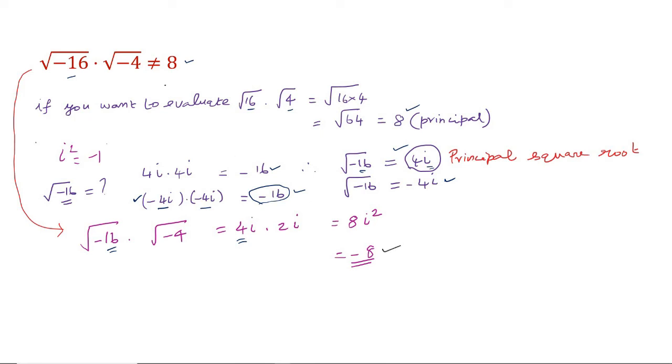Therefore, the answer is square root of minus 16 into square root of minus 4 is minus 8 and not equal to plus 8, because this kind of multiplication, bringing the 16 into 4 under one radical, is not allowed in the case of negative numbers. So you cannot write square root of minus 16 into square root of minus 4 as square root of 64. This is applicable only for positive numbers.